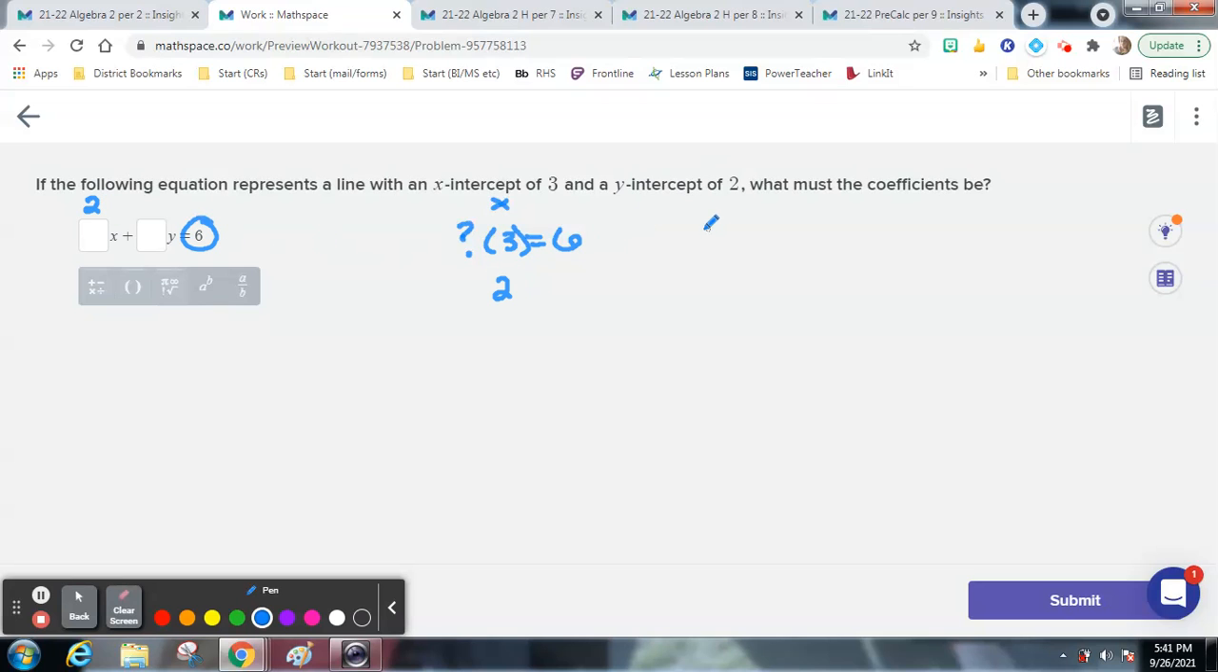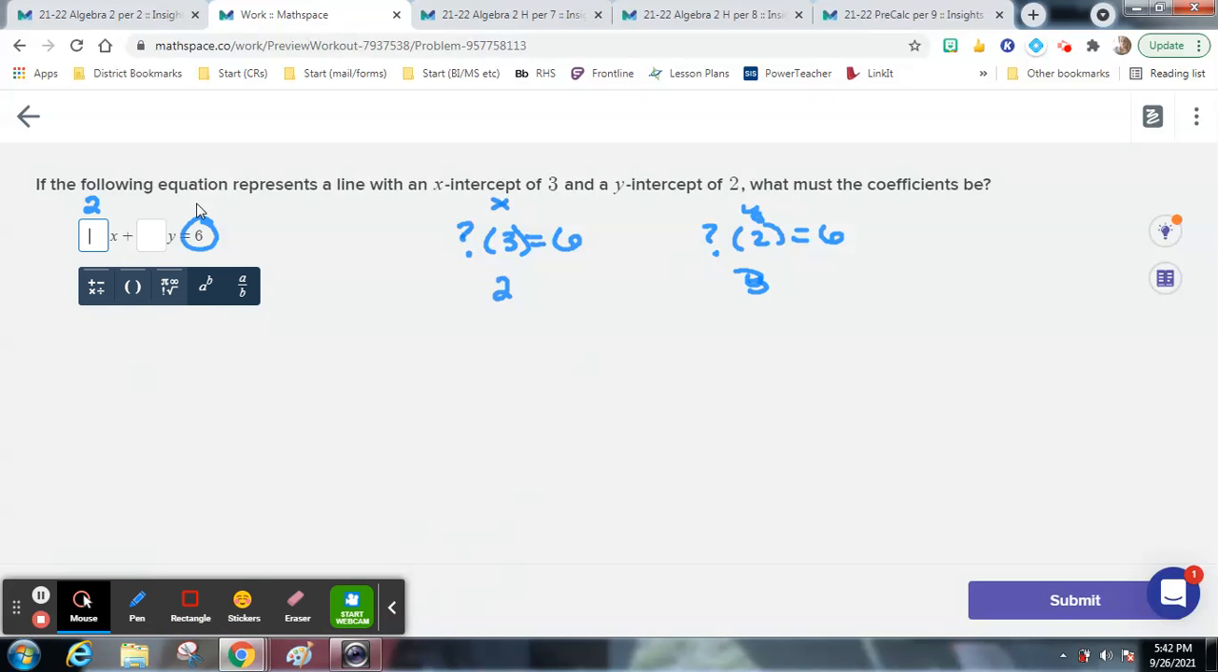To find a y-intercept of 2, same idea. Something times 2 has to equal 6 for my y. Well, that's going to be 3. Okay, so it's kind of working backwards of what we normally do. Like normally we would have 2x equals 6 and 3y equals 6 to find our x and our y. Well, we're just kind of going backwards given those already intercepts.